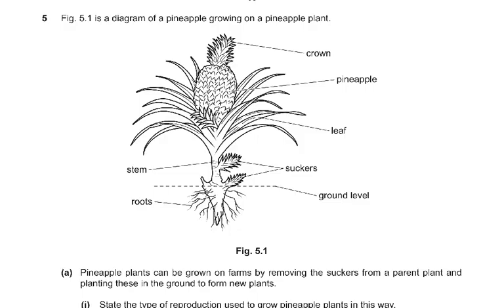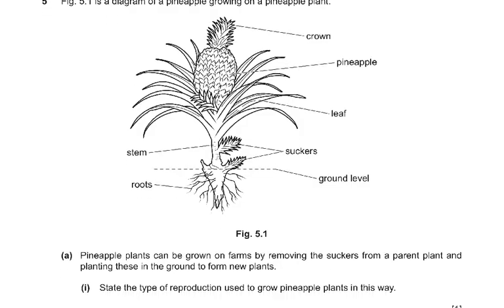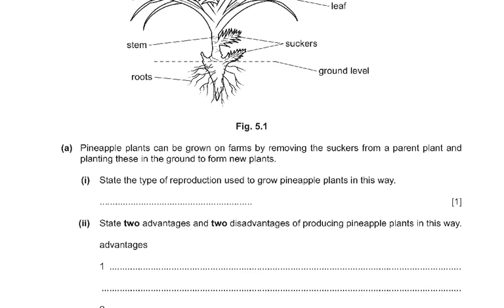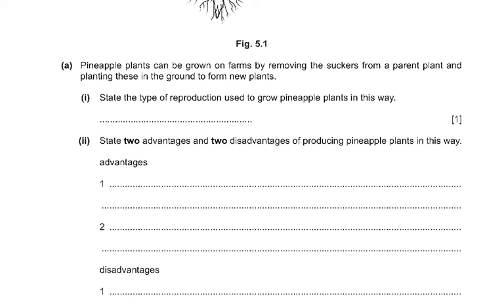Question number 5, figure 5.1 is a diagram of a pineapple growing on a pineapple plant. There's the crown, there's the pineapple, there's the leaf, there are the suckers, there's the stem, there's the roots, and this is the ground level. Pineapple plants can be grown on farms by removing the suckers from a parent plant and planting these in the ground to form new plants. State the type of reproduction used to grow pineapple plants in this way. So, what will be the name of this reproduction? This is asexual.